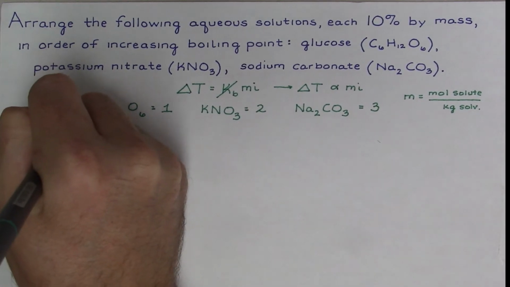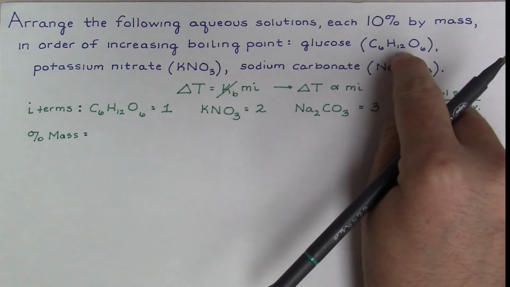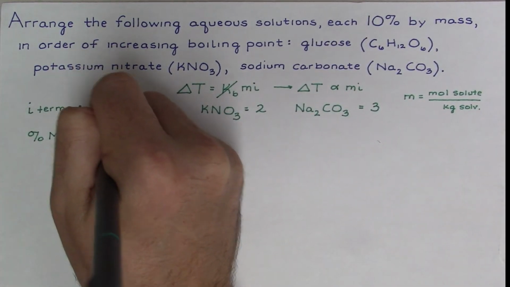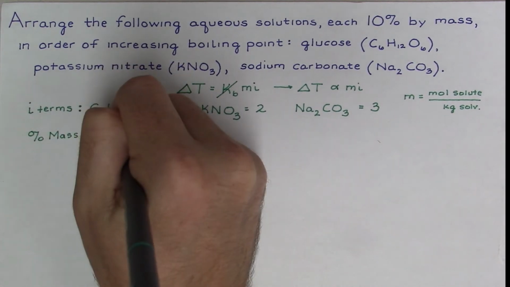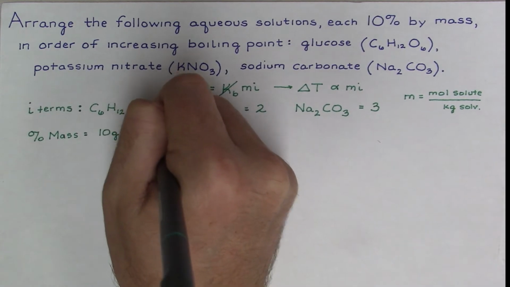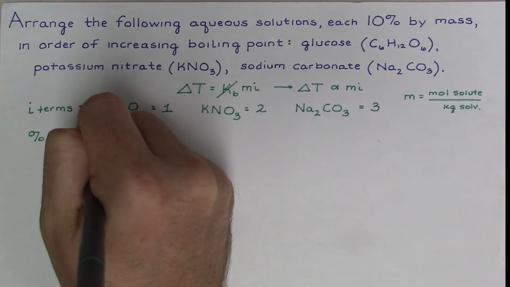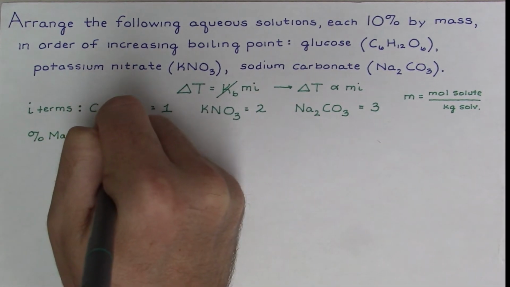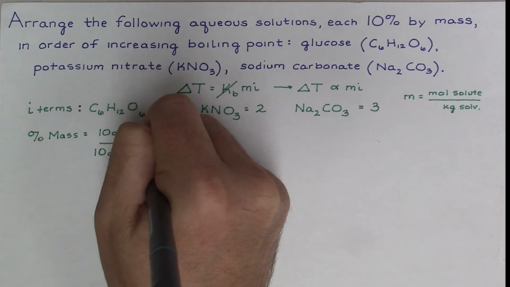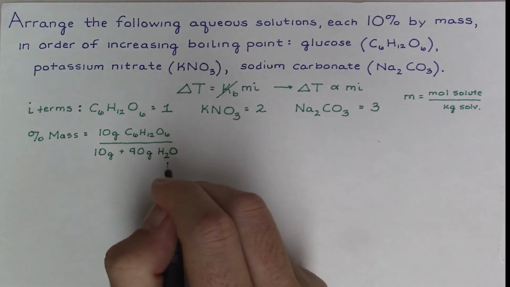Percent mass, by definition, is the mass of our solute over the total mass. So if it is 10% by mass, we will have 10 grams of our C6H12O6 divided by 100 grams of total mass. But in this case, 10 of those grams are our solute. So we could say 10 grams plus the remainder being water, which is our solvent, which is 90 grams of our water.